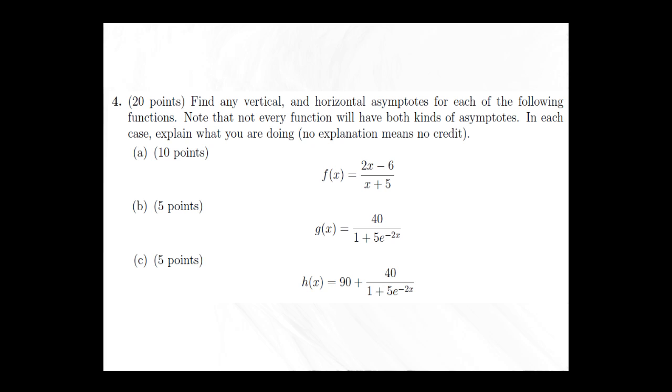B, for 5 points, g of x is equal to 40 divided by the quantity 1 plus 5 times e to the minus 2x. C, for 5 points, h of x is equal to 90 plus 40 divided by 1 plus 5 times e to the minus 2x.